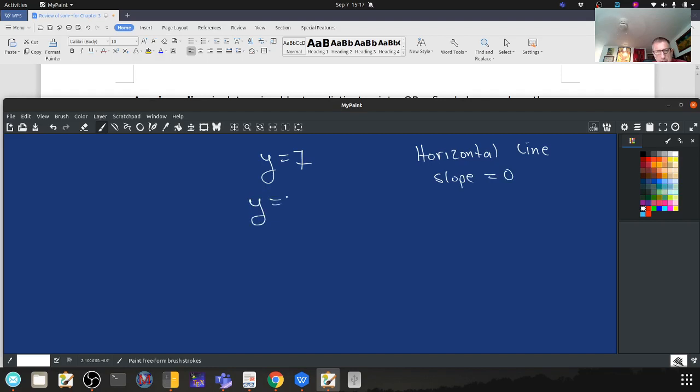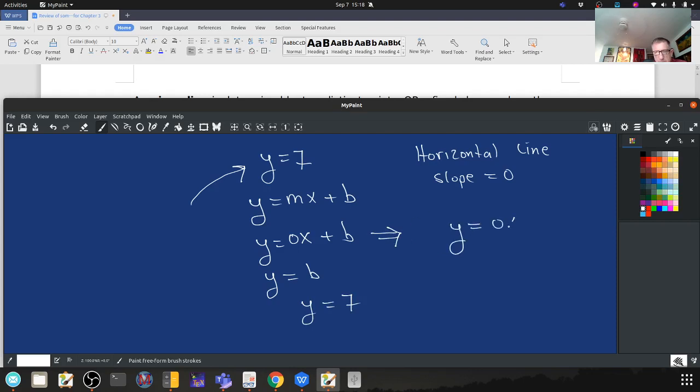So let's do that. Y is equal to mx plus b. So y is equal to, our slope is 0, so y is equal to b. So what's my b value? This tells you y is equal to 7. So the original equation in slope-intercept form would be y is equal to 0x plus 7.